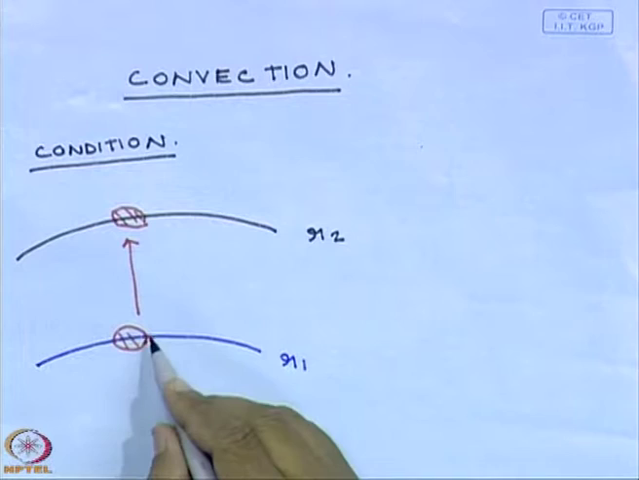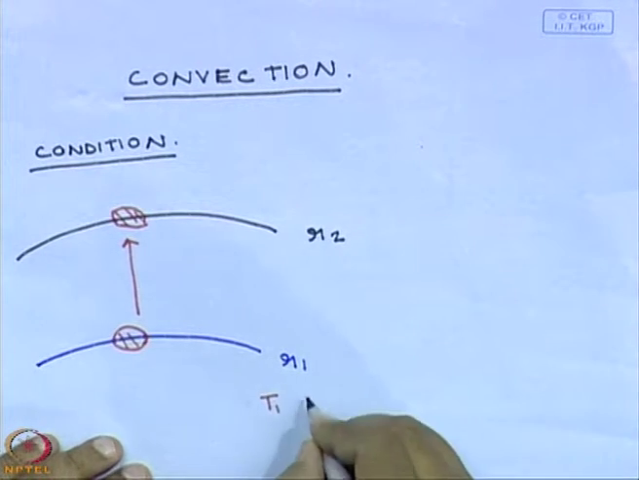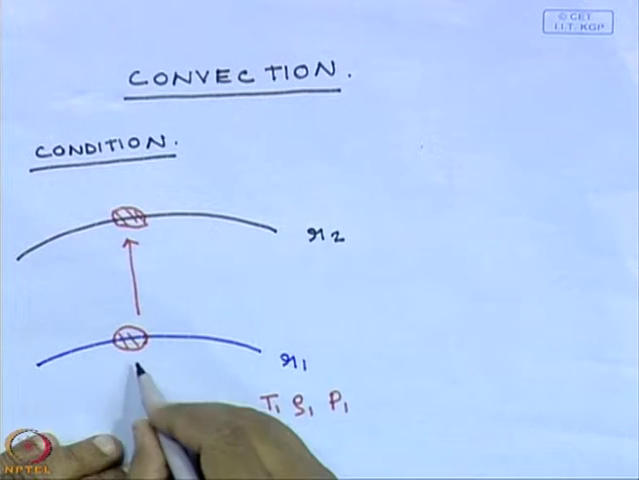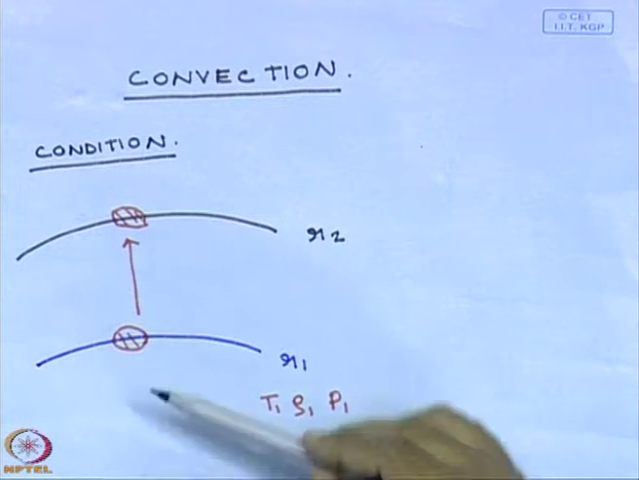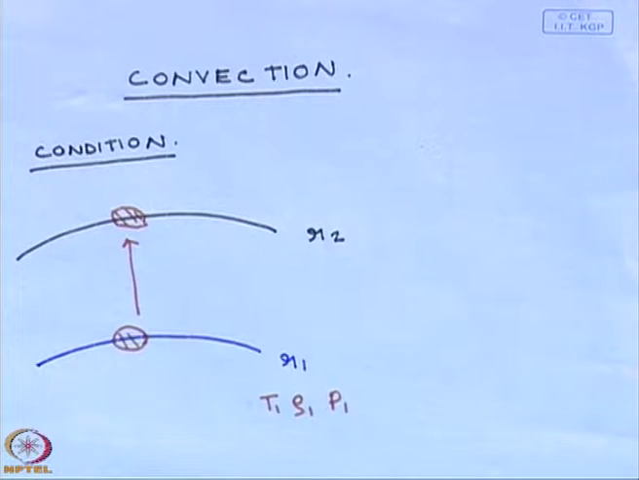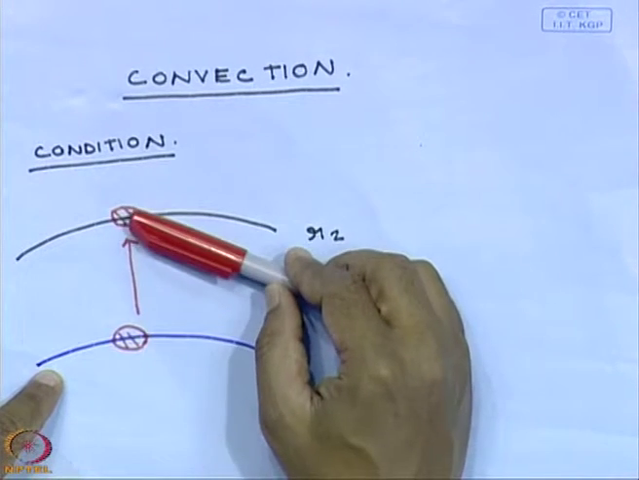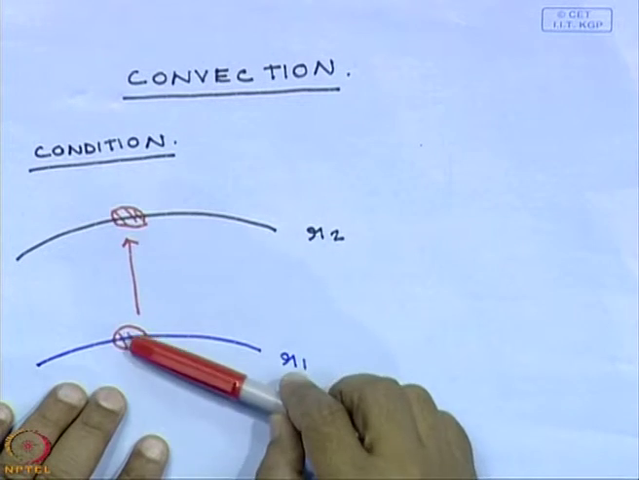The temperature at the original point is T1, the density is rho 1 and the pressure is P1, and the bubble to start with is in equilibrium with the rest of the surrounding material. So, it has the same temperature, pressure and density as the surrounding. Now, it gets disturbed to another position which is slightly above.